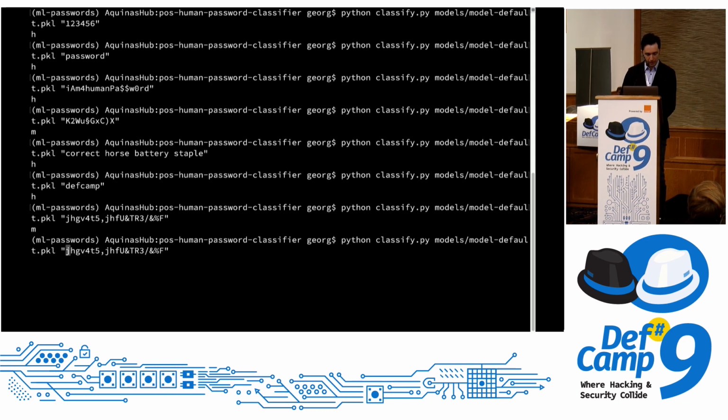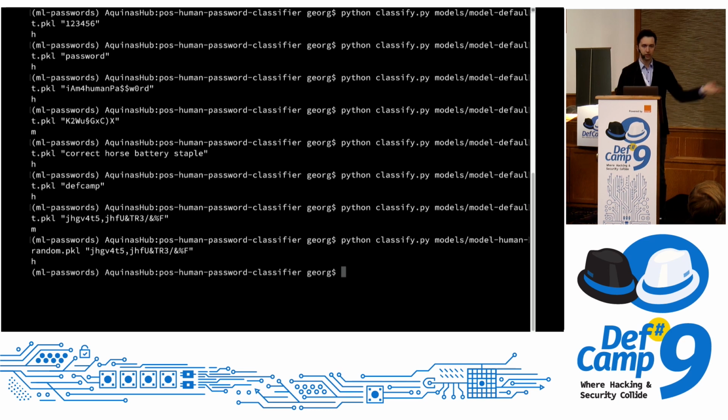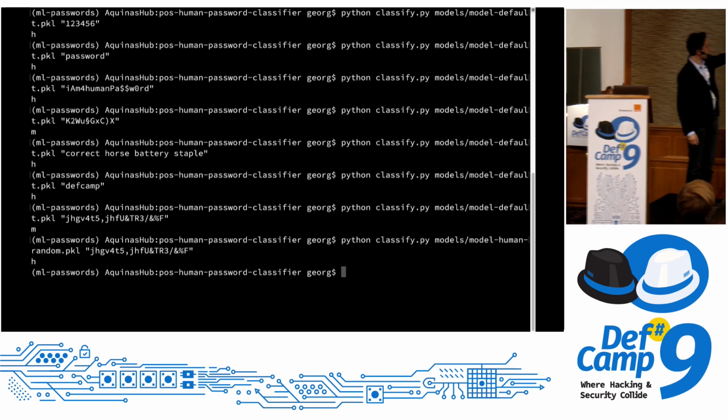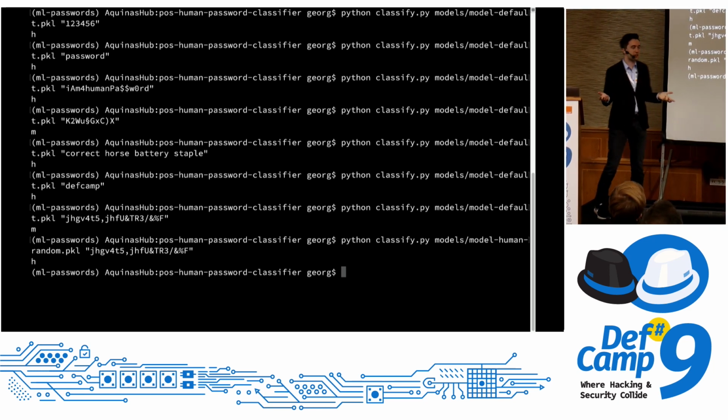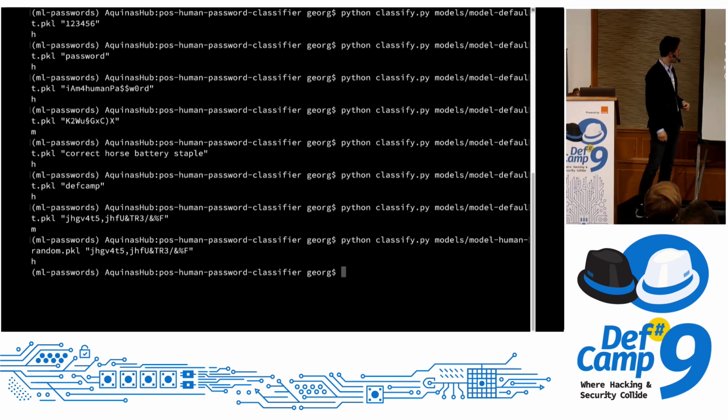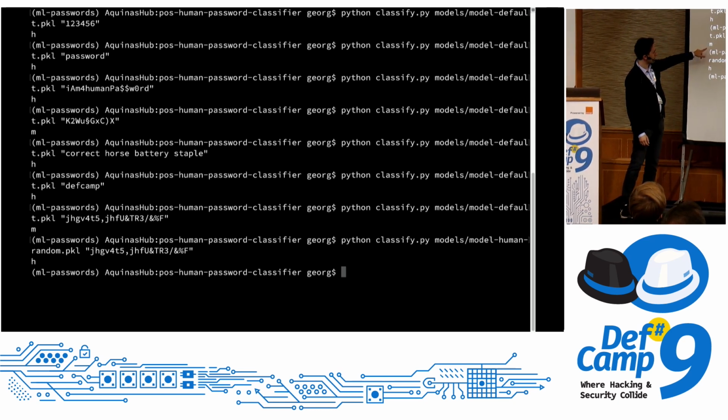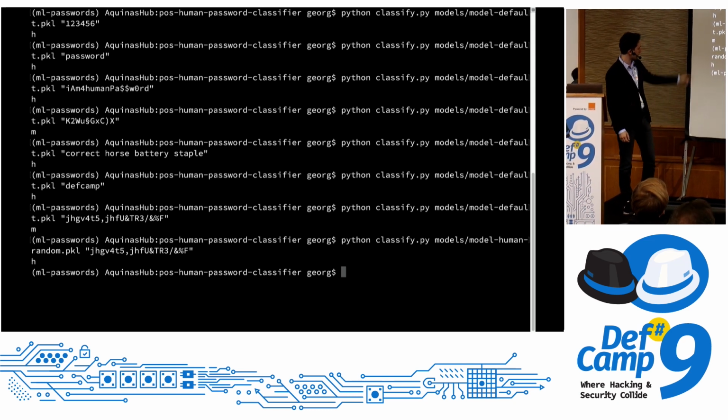Now I'm going to try the model that's exactly meant for that. And it says human. So that's exactly the point. This could have been something machine generated, but you can't trick statistics. It's just not possible, or at least very hard. In the first model, it says M incorrectly, but if I use the human random model, it says H, which is correct.